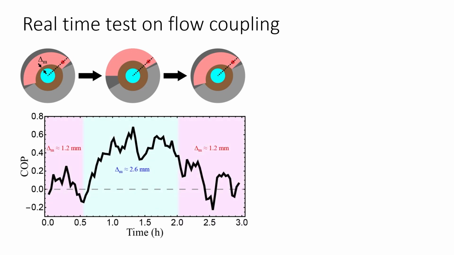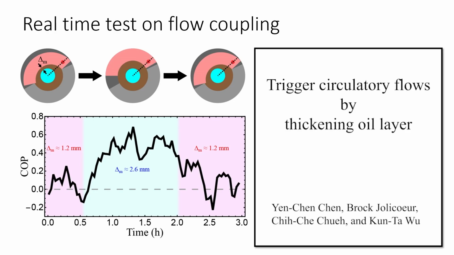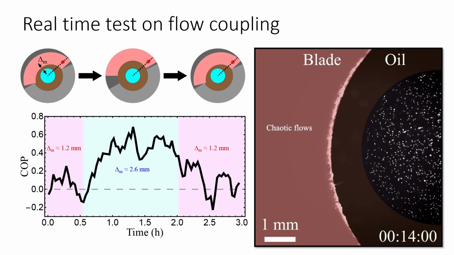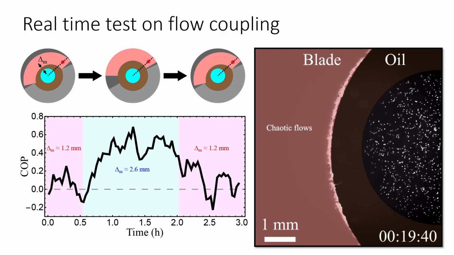Our idea was confirmed with our experimental data. The major circulation order parameter first fluctuated around 0 and then grew to 0.5-ish after the blade had stayed away from the droplet, and finally returned to plus minus 0.2 when the blade again approached the droplet. Now, let's look at the movie to visualize the experiment. We started with the blade sitting close to the droplet.